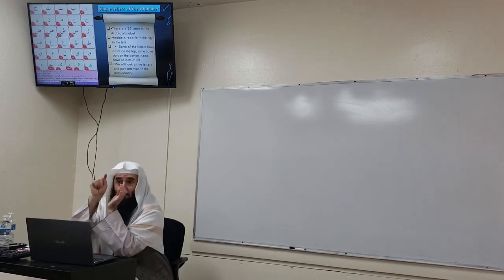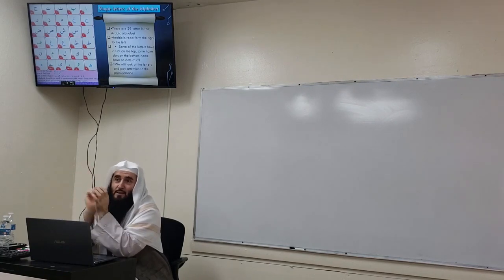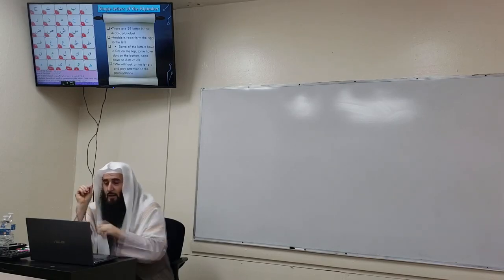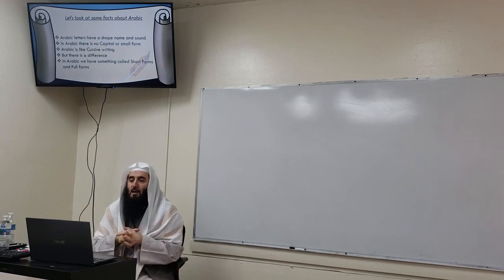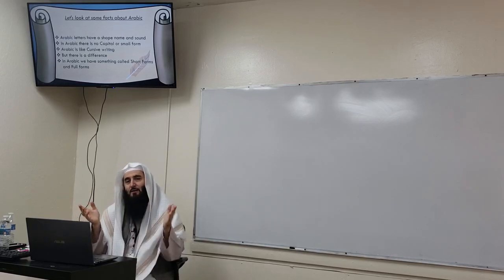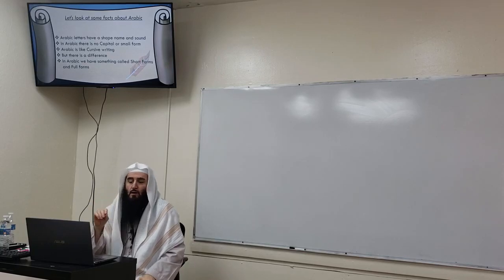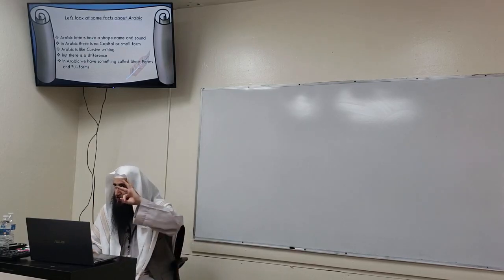The shape is the same. Just when you focus on the dots, you recognize this letter is the ta, and this letter, for example, is the ba, and this letter is the tha, based on the dots. And also when we took some of the stuff, we said Arabic letters have a shape in the beginning, in the middle, in the end, and also they have a name. And then we will talk about the sound of the three symbols.